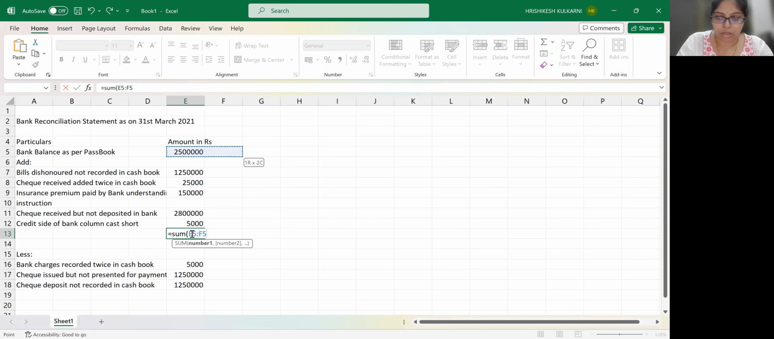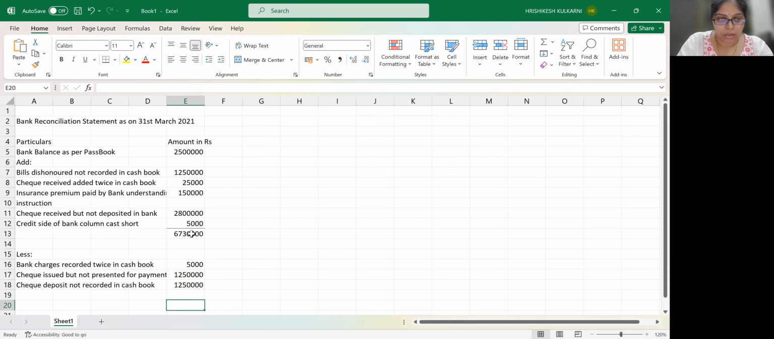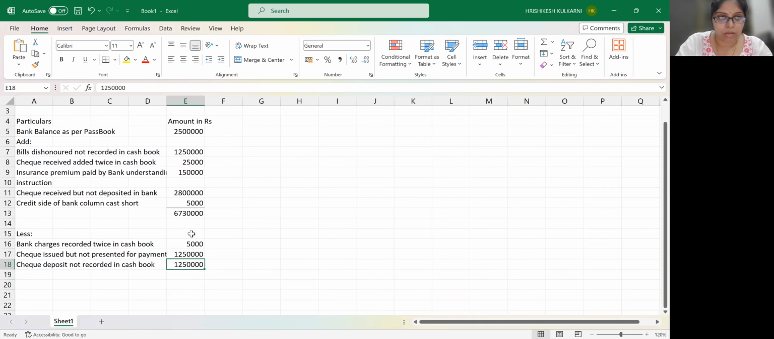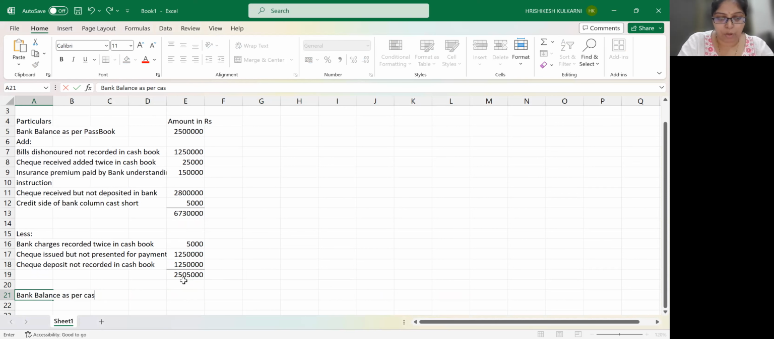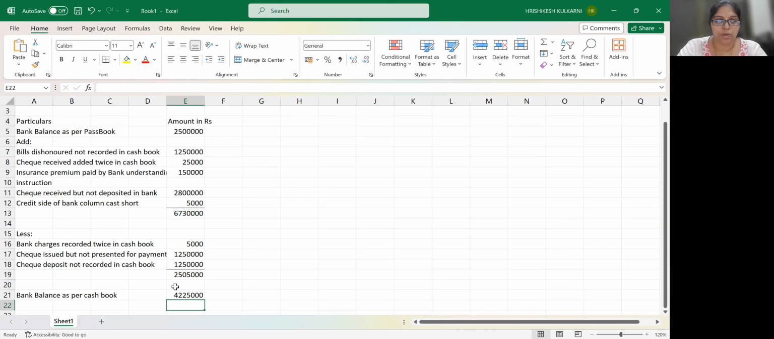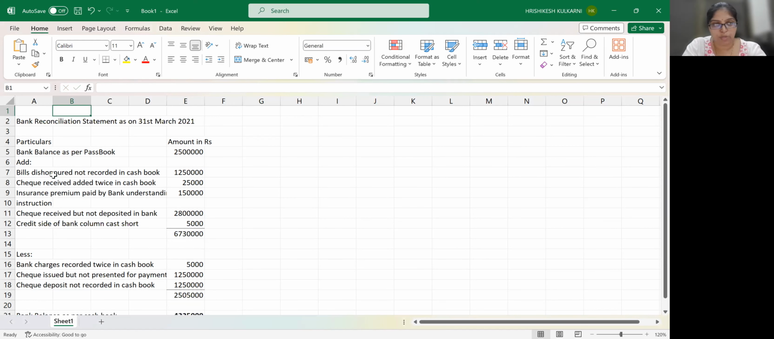Please do this calculation on a calculator. I am currently doing it on Excel. Then this comes to 5,000 for 25 lakh 5,000, and hence the bank balance as per cash book will be 67 lakh 30,000 minus 25 lakh 5,000. Okay, 42 lakh 25,000.